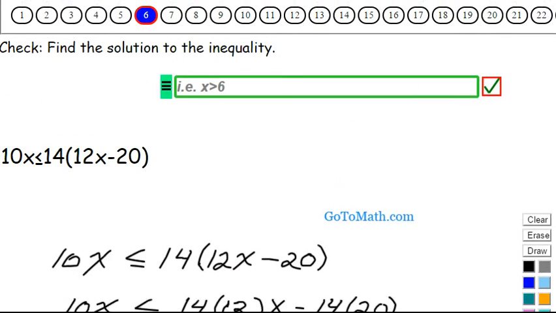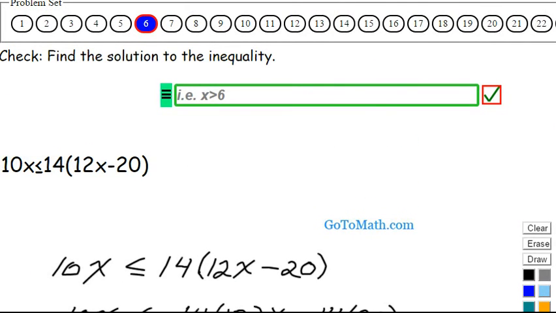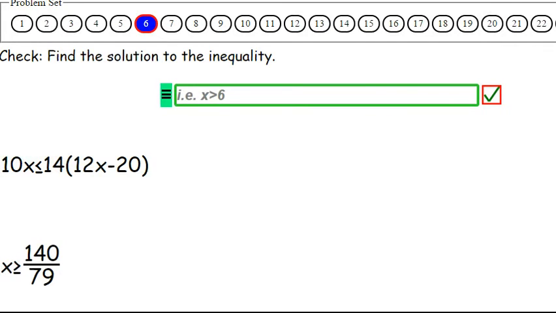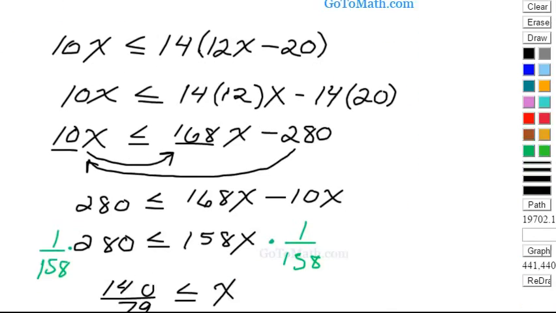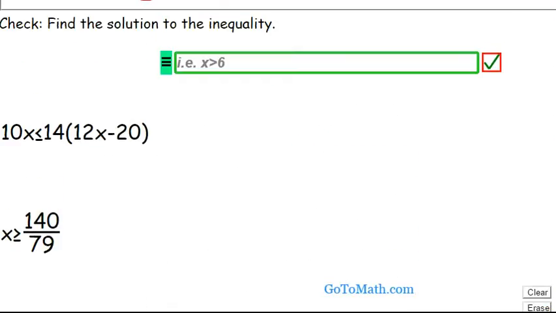5 minutes on this problem. My God. X is greater than or equal to 140 over 79. Alright, looks good.